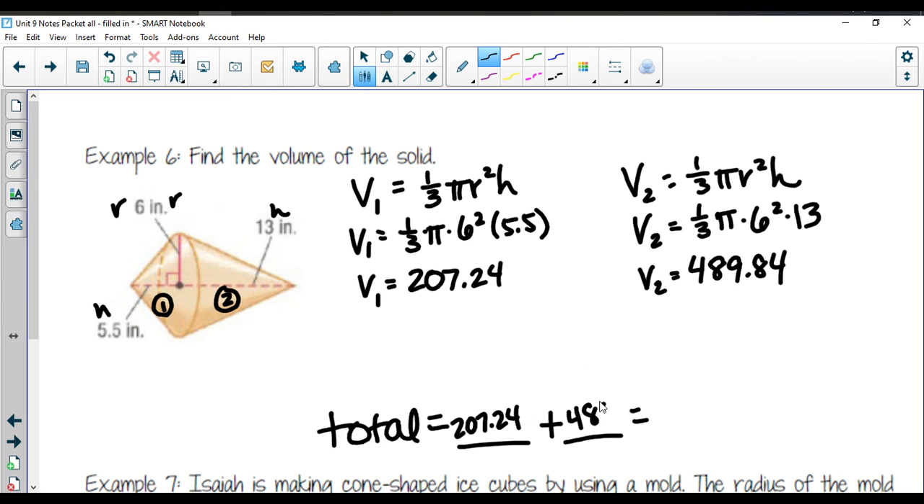And we're now going to go ahead and add those two together. So 489.84 plus the 207.24, and on my calculator I get 697.08 inches cubed then.